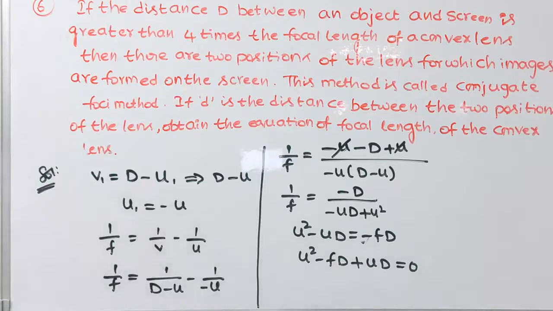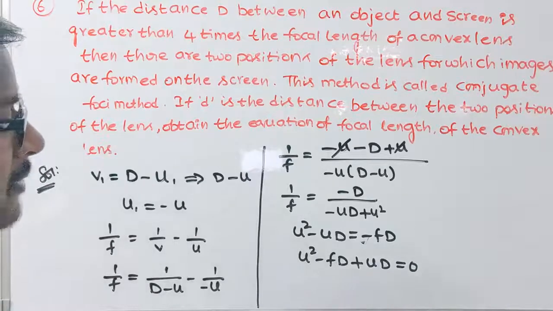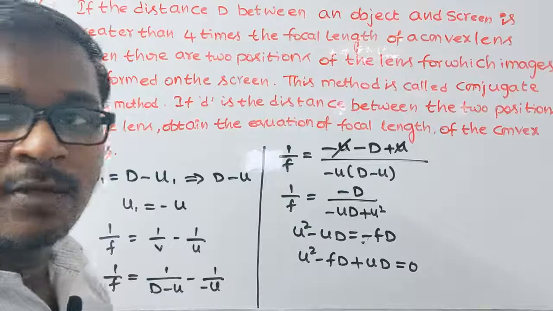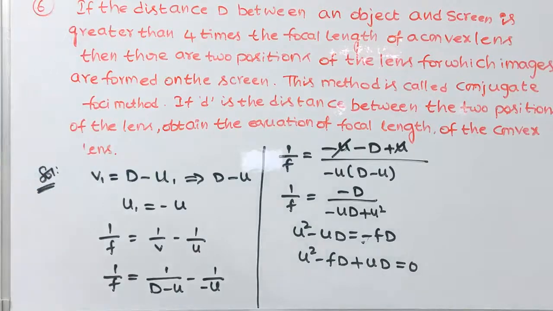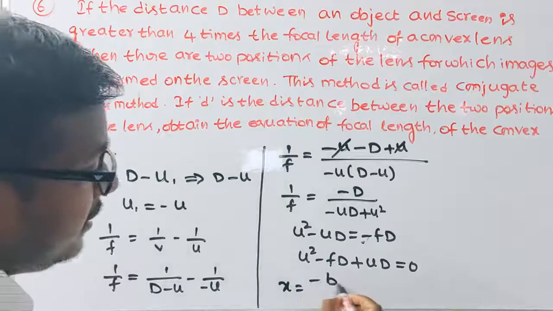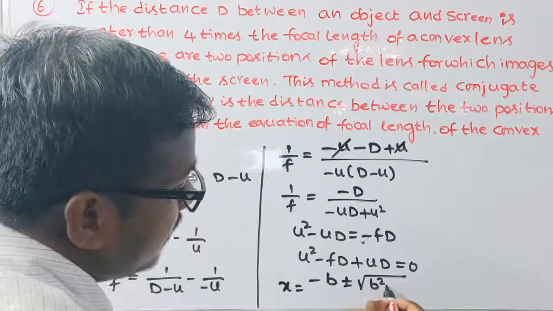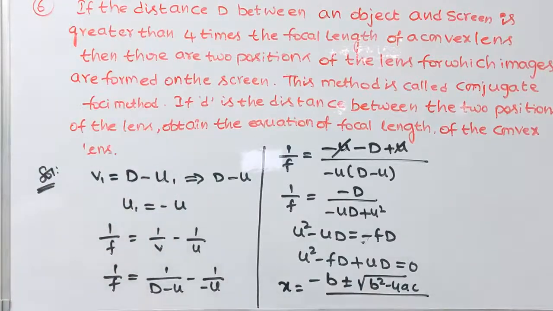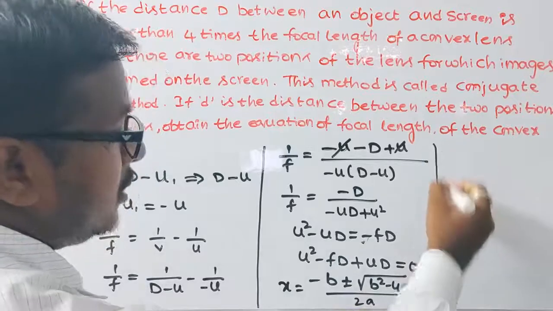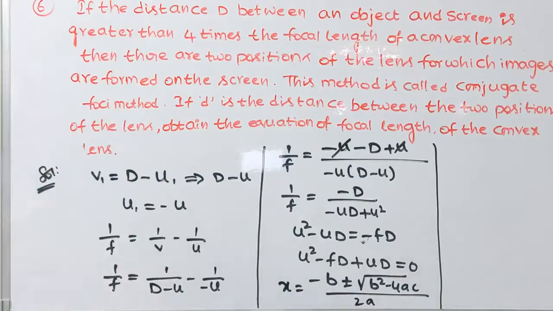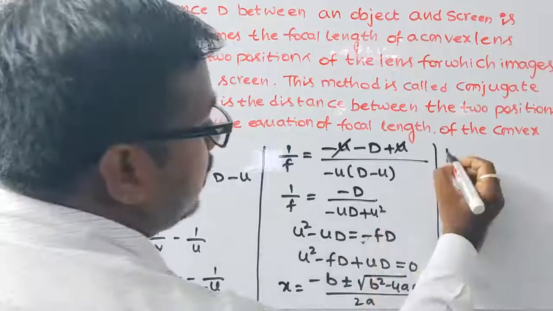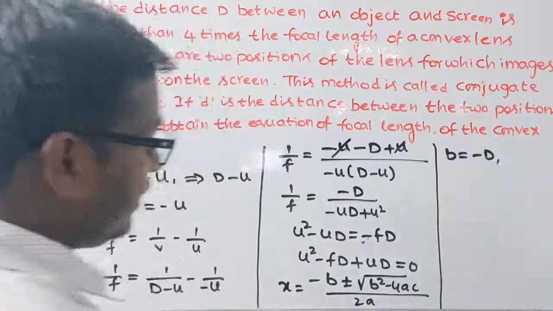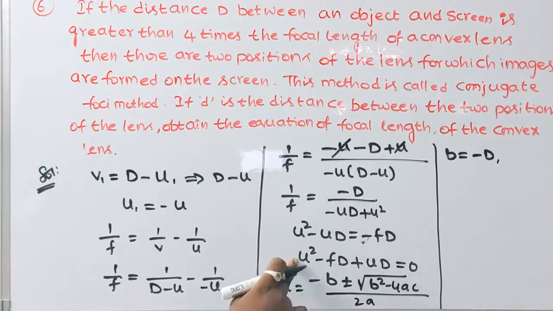Okay, this is the quadratic equation form, a x square plus b x plus c is equal to 0. Then x is equal to minus b plus or minus square root of b square minus 4ac, by 2a. Here b is equal to minus D, and a is equal to 1.